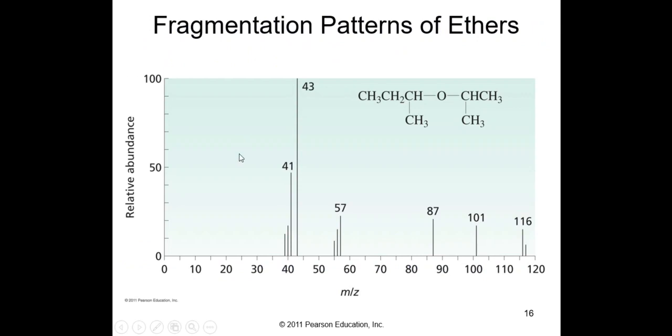Let's survey the fundamental functional groups. Now, let's start with ethers. Here's sec-butyl isopropyl ether, an unsymmetrical dialiphatic ether. We're getting action at 116, that's your molecular ion. And then the base peak is 43. We have other peaks at 101, 87, 57, and 41.